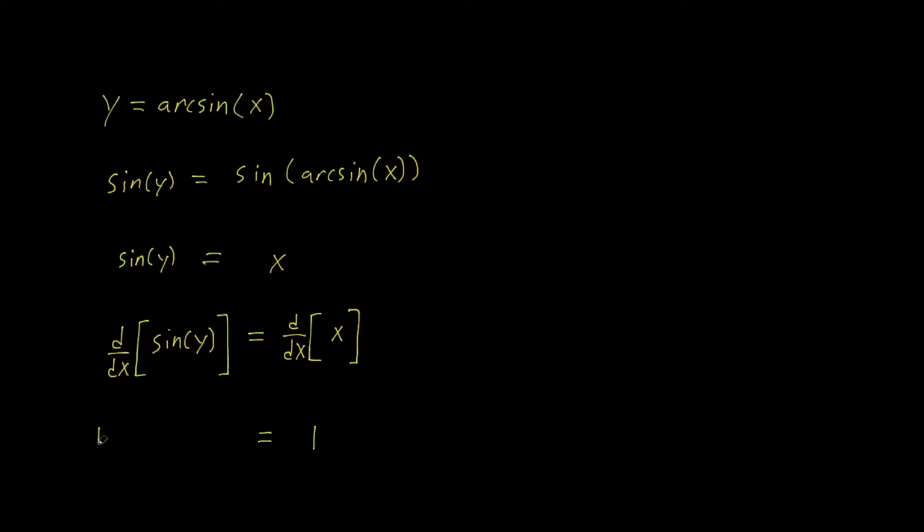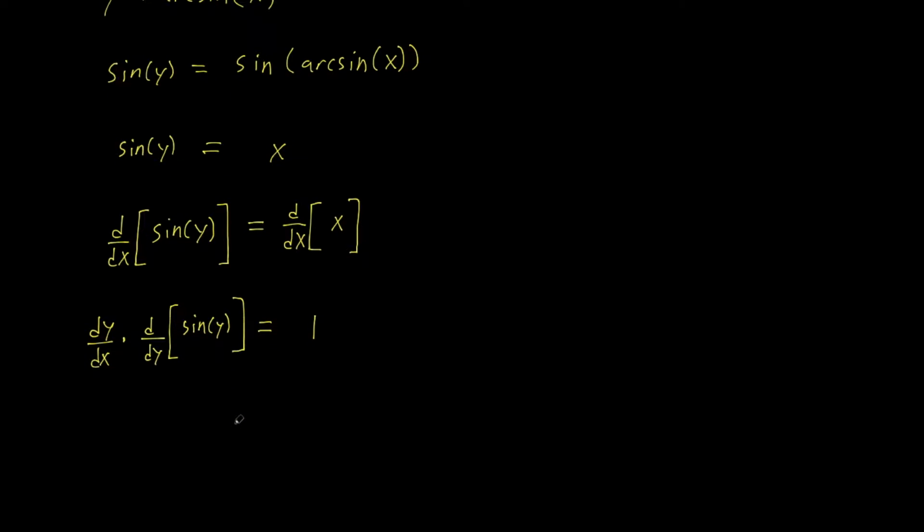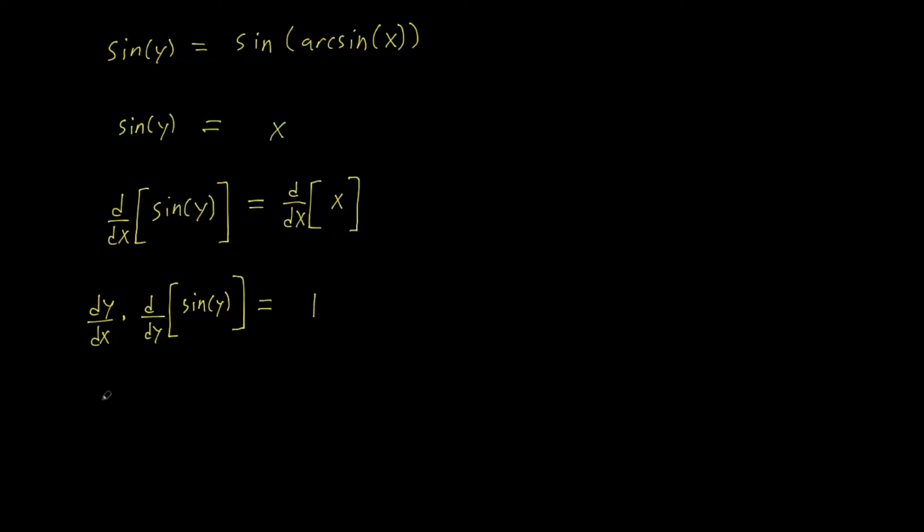So to chain rule, we're going to say dy/dx times d/dy of sine of y. So we can just go ahead and complete that derivative. Say dy/dx times cosine of y equals 1. And then looking over here, we have dy/dx.